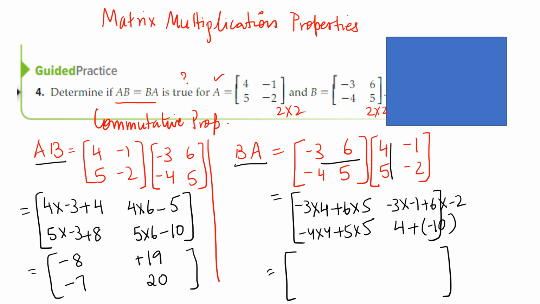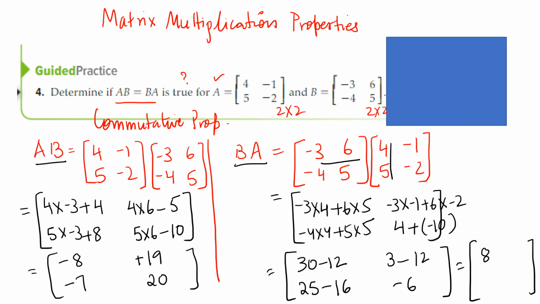So this is 6 5s are 30 minus 12. This is 25 minus 60. This is 3 plus with a negative sign, so this one, and minus 6. So what is the final thing? Let's write 8, negative 9, negative 6, and 9.